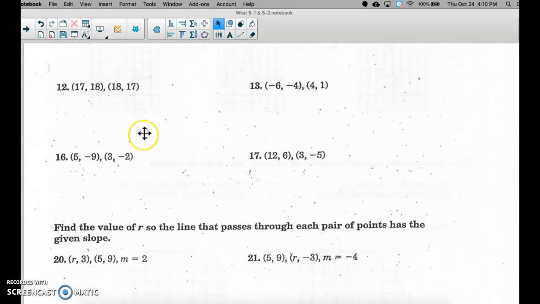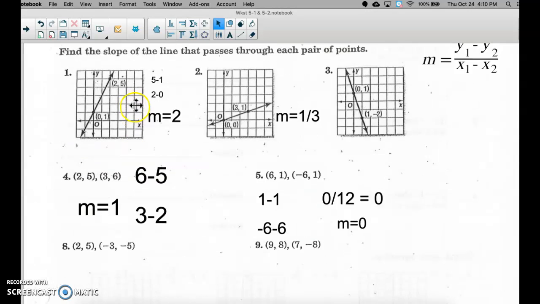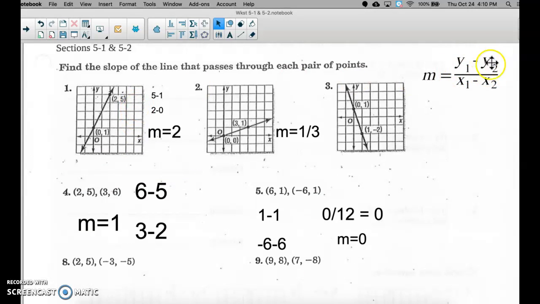I'm not going to go through the rest of these problems. They're the same thing. As long as you remember that you're doing y1 minus y2 over x1 minus x2. The biggest mistake that I'm seeing from all of my students is that you are doing the x on top instead of the y. So you need to remember that you are doing rise over run.